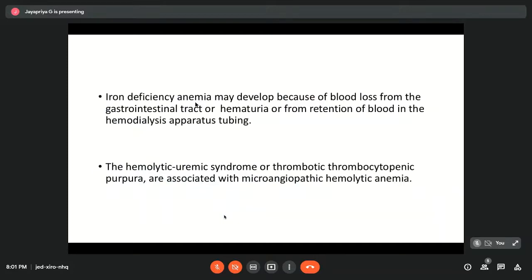So, as already said, not just anemia because of the direct effect of kidney failure, patients with chronic kidney disease can also develop iron deficiency anemia because of blood losses or because of the retention of blood in hemodialysis tubing. Also, hemolytic uremic syndrome or thrombotic thrombocytopenic purpura can develop, associated with microangiopathic hemolytic anemia.